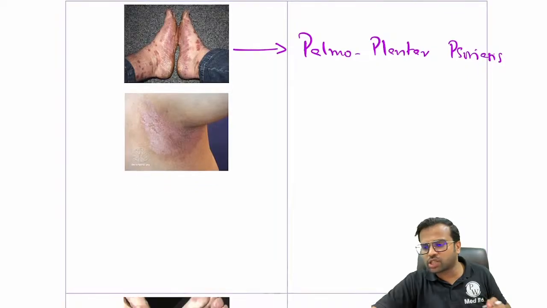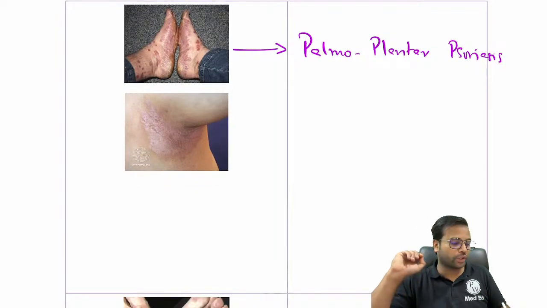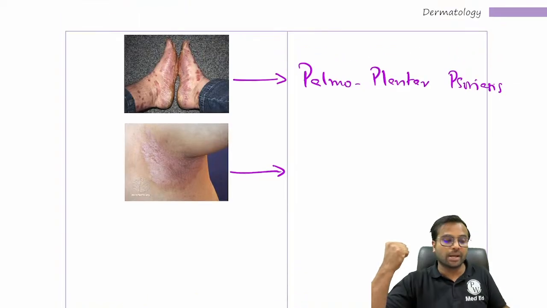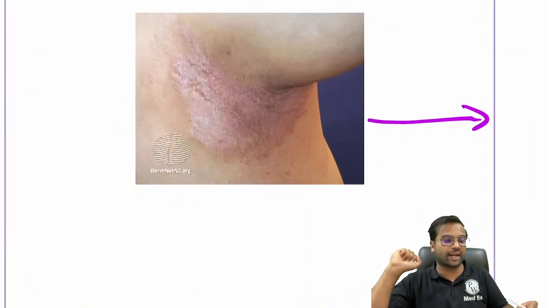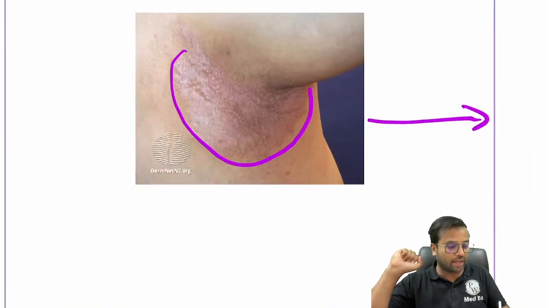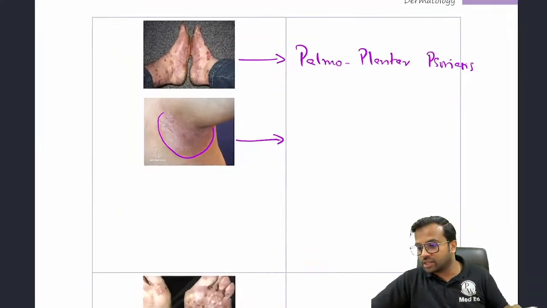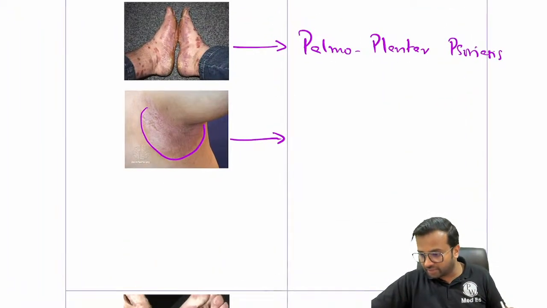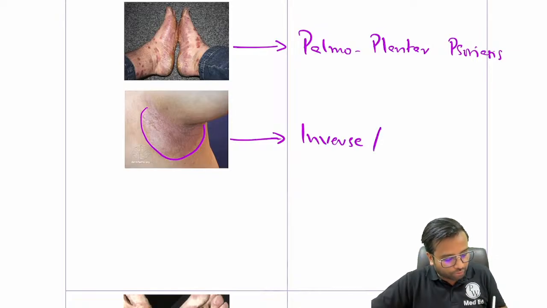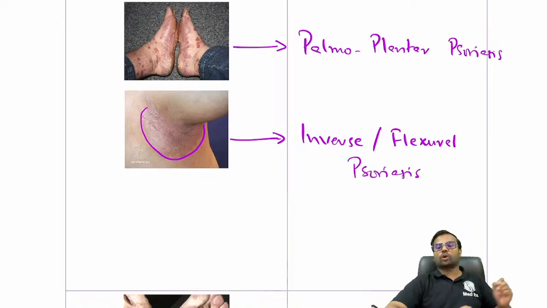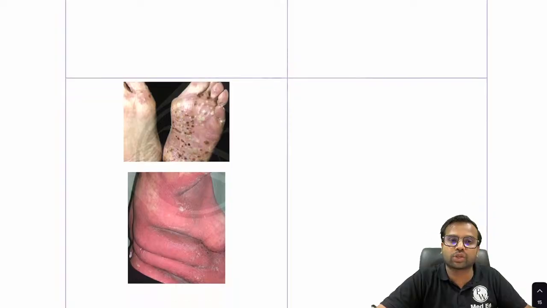And how about the last one? Anybody? Because usually we find psoriasis over the extensor surface. But in this image, you can see that there is a psoriatic plaque over the axilla, that is, flexural surfaces. So this one we call, very good, this can be called inverse or flexural psoriasis. So this is called inverse or flexural psoriasis.